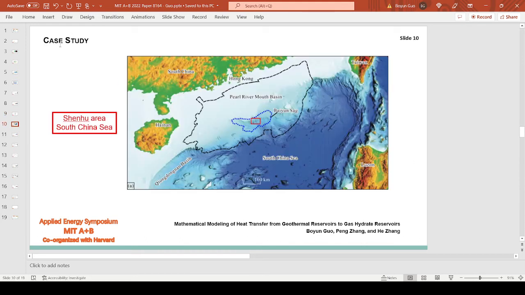Then we move on to a case study. We obtain data from an area called the Shenhu area in the northern South China Sea, where we know water depths, we know geothermal gradient, we know the geothermal zone, we know gas hydrate reservoir depths.